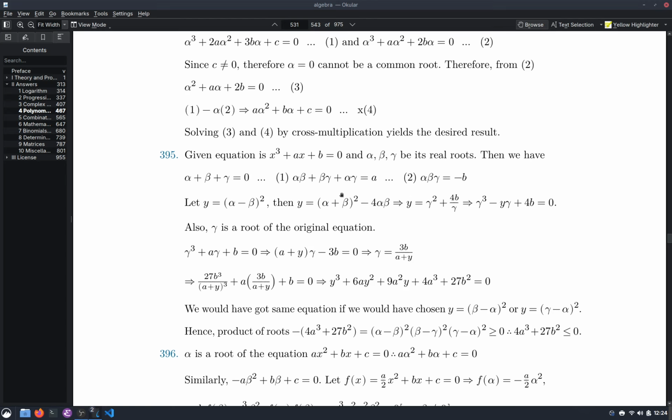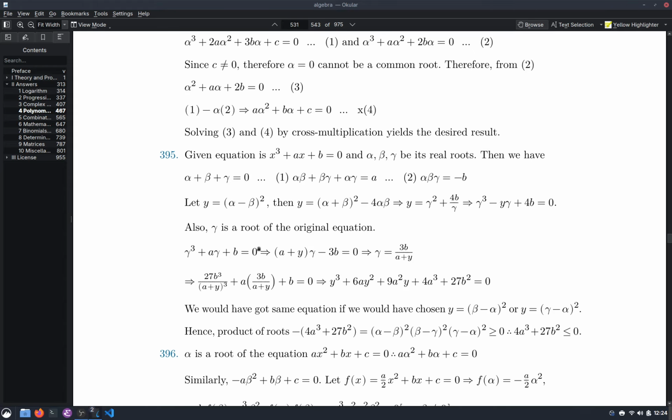So this will become minus b, or it will simply become gamma square, and alpha beta will be minus b by gamma. So y is equal to gamma square plus 4b by gamma. That is, our equation becomes y gamma cube minus y gamma plus 4b is equal to 0. Also, gamma is the root of the original equation. So gamma cube plus a gamma plus b is equal to 0.